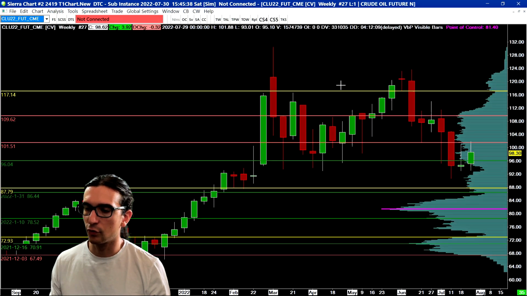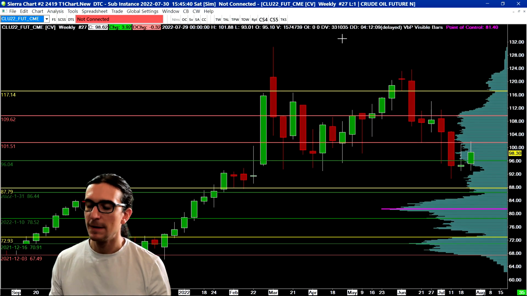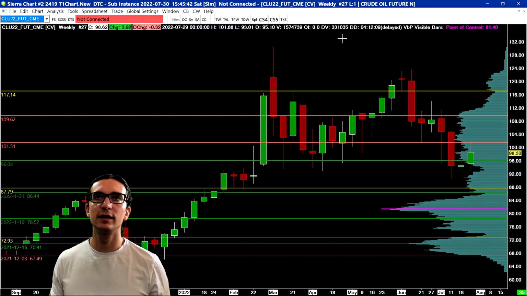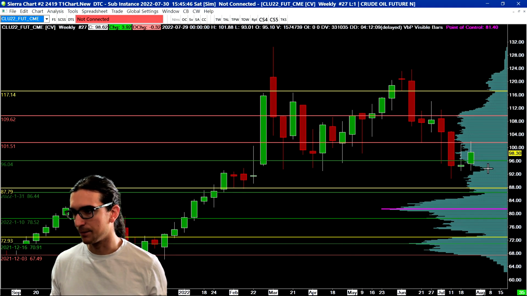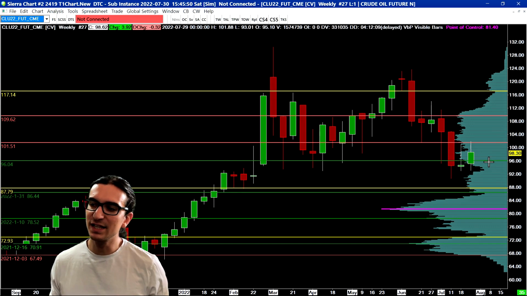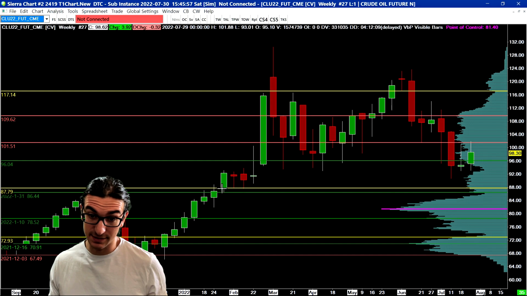We're going to switch over to crude oil on a weekly time frame. So we're potentially towards the lower end of our weekly trading range, starting from March until now, which is going to be starting in August here. Weekly resistance is up at 117.14. That's the weekly resistance. And weekly demand is going to be down at 87.79. That's going to be the first demand zone on the weekly time frame.